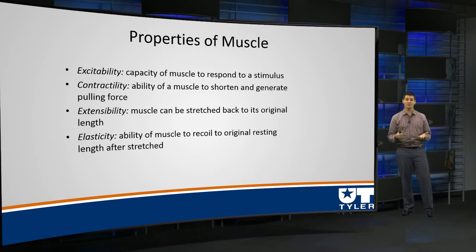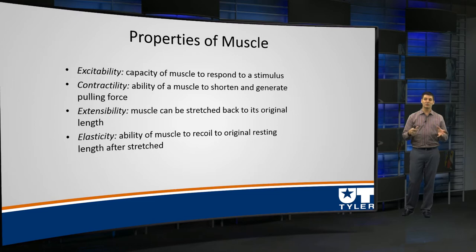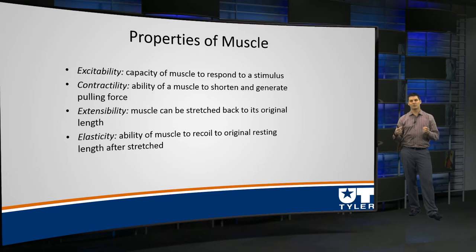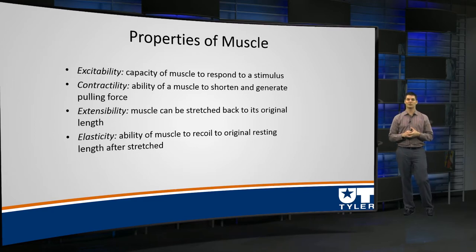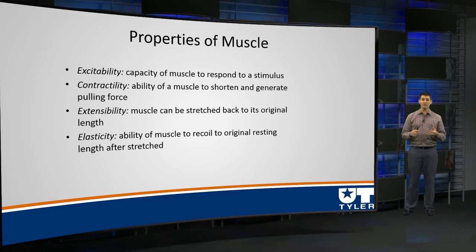What this means is, of course, the muscle has the ability to shorten and generate a force in order to do that, right? We're going to talk much more about this as the course moves along, about how we actually are able to shorten and generate force. However, it is important. So ultimately, what we'll do is we'll link excitability and contractility, right? So we have the ability to tell a muscle to contract, and then when it does contract, it generates a force.